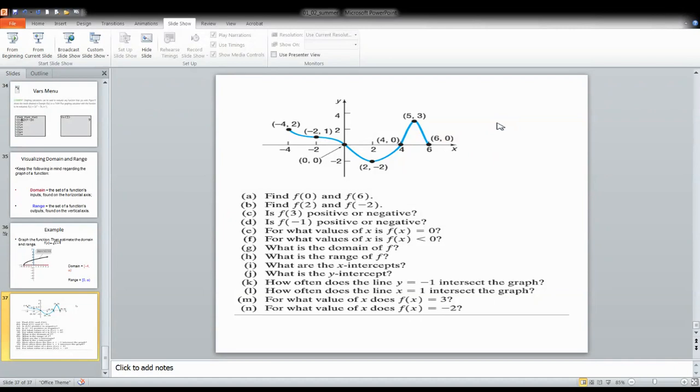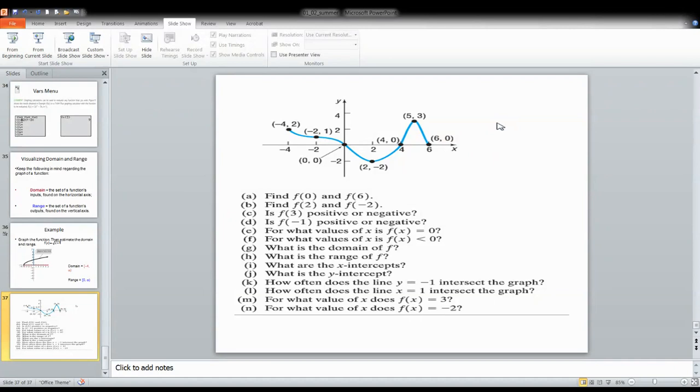What are the x-intercepts? 0, 0, and 4, 0. Or I can just say 0 and 4. What are the y-intercepts? The y-intercept is 0, 0, the only place where it cuts across the y-axis. How often does the line y equal -1 intersect the graph? If I were to draw a line at y equals -1, it would cut across the graph there. If this is -2, -1 would be there, drawing a horizontal line. It would touch this graph in two spots.